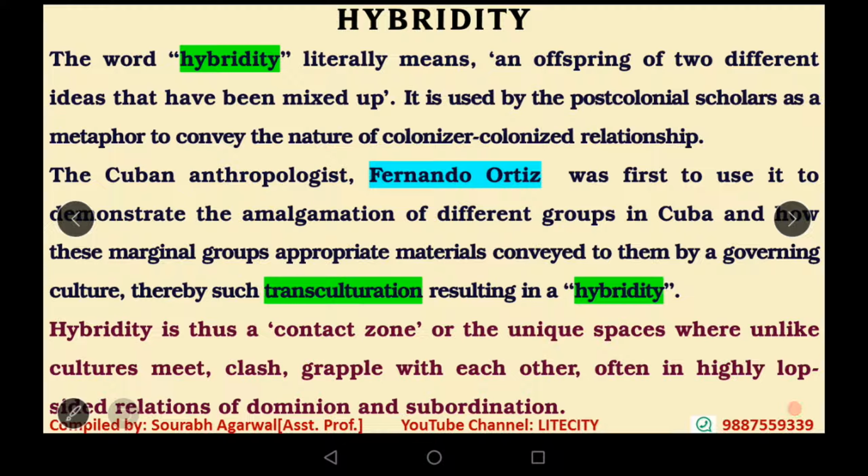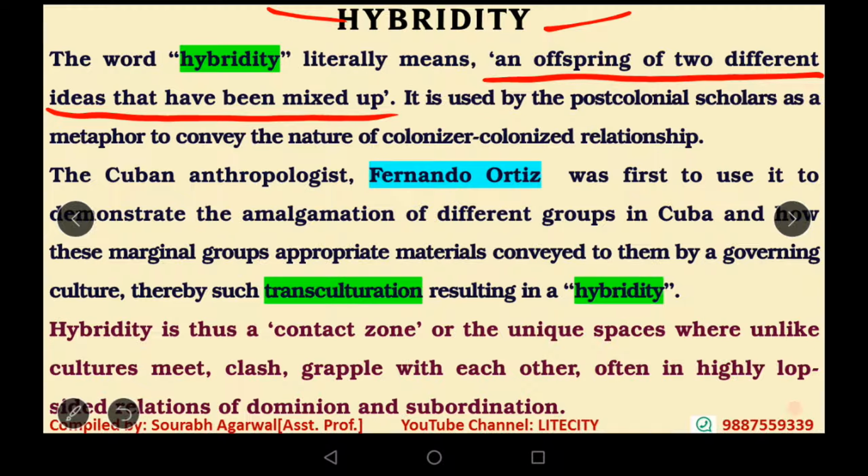The first is hybridity. Once again, this word literally means an offspring of two different things that have been mixed up. It is basically a scientific term which is used in botany and later in other spheres of science also. But post-colonial scholars used it as a metaphor to convey the very complex nature of the colonizer and colonized relationship. In a scientific experiment, the results of hybridization are almost sure, but in a social hybridization between the Western colonizer and the Eastern colonized, the result is not so definite or easily described. It is a very complex relationship.